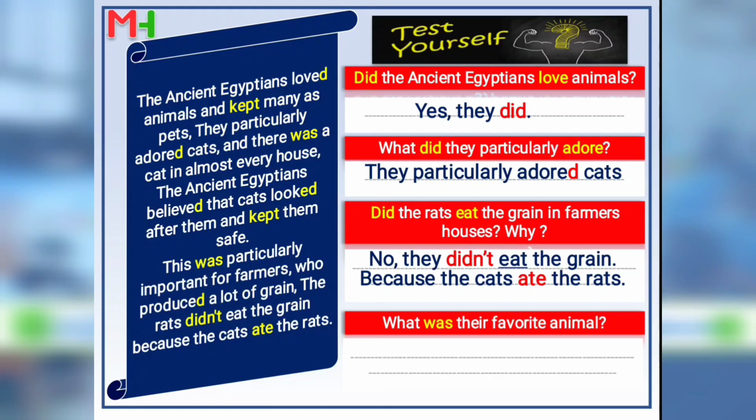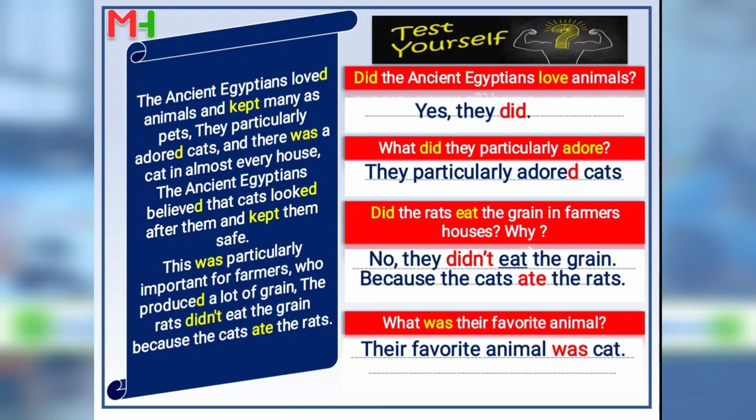Question number four, what was their favorite animal? Who can tell me here where is the main verb in the question? Great job. Our main verb here is verb to be. And we noted that we put the verb to be in the second form because we asked about something in the past. Excellent. So the second form of verb to be is was or were. Our answer, their favorite animal was cat. For sure, we use was because our subject is singular.